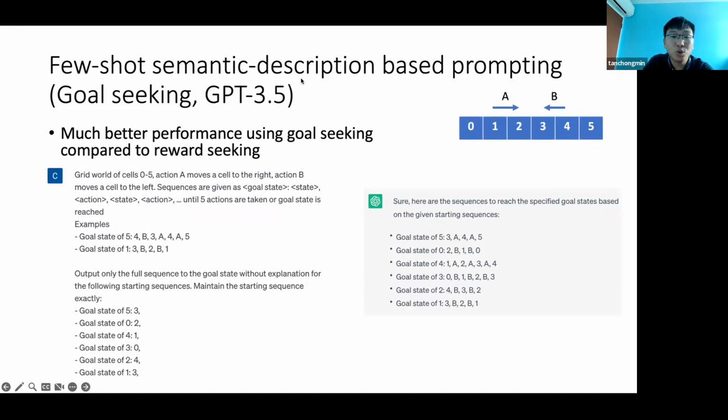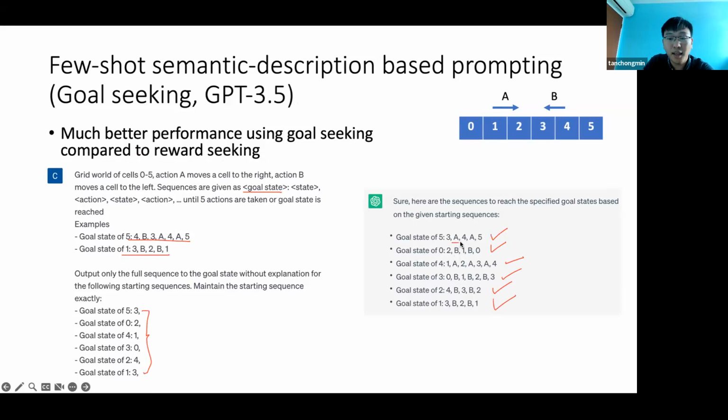What if we did goal seeking? Okay, so instead of reward, now I do goal state. So you see, goal state is like that, 5 and 1, right? So I gave it like 6 of them here. Okay, you can see that it reaches goal state of 5, reaches goal state of 0, reaches goal state of 4, reaches goal state of 3, reaches goal state of 2, reaches goal state of 1.